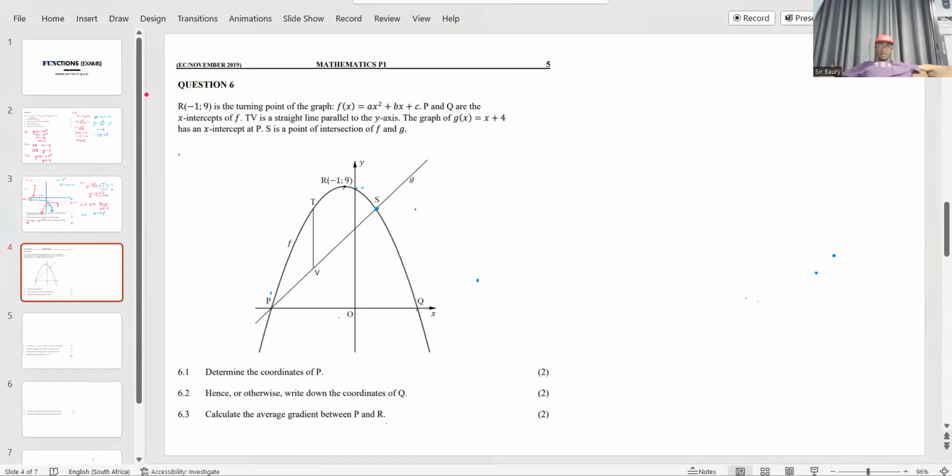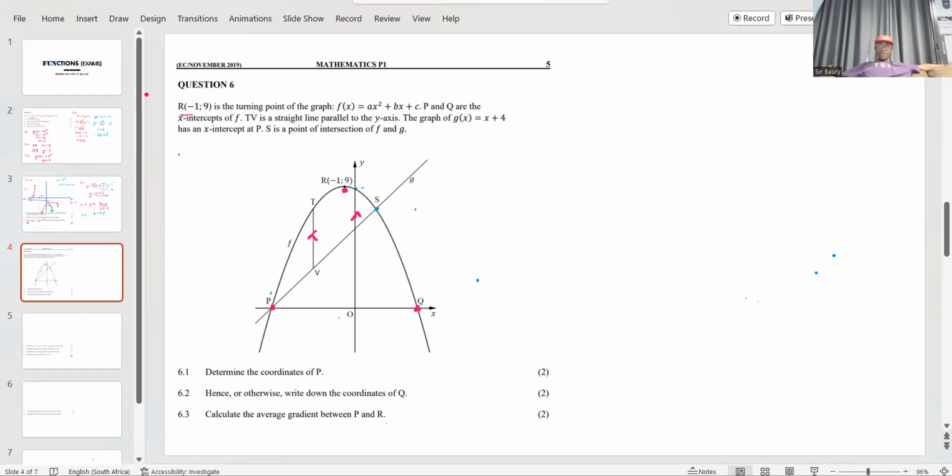Okay, R here is the turning point. And then f of x is equal to ax squared plus bx plus c. That's a parabola, definitely. So P and Q are the x-intercepts of f. Here is P and Q, the x-intercepts. And then T is a straight line parallel to the y-axis.